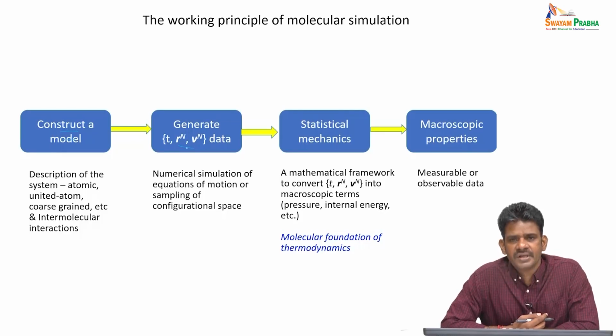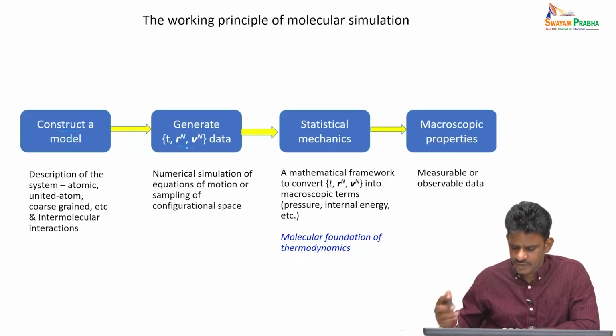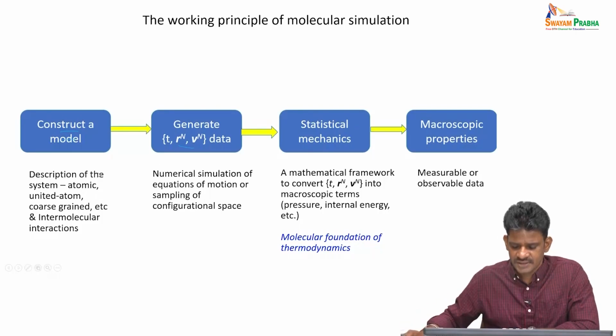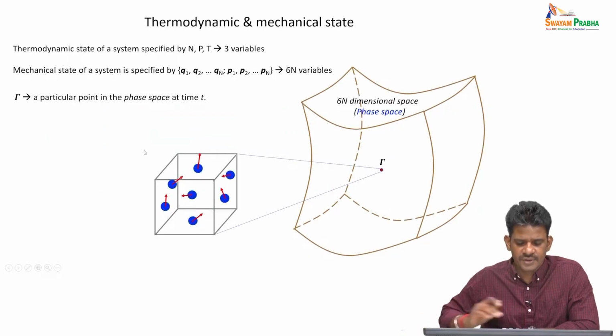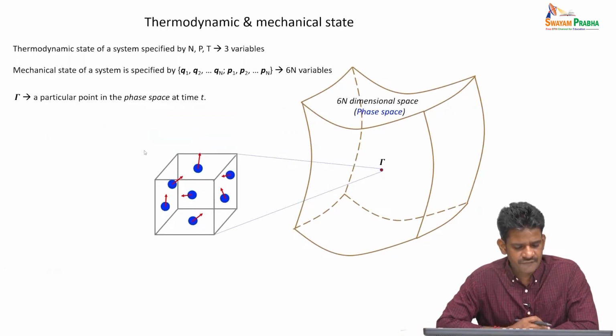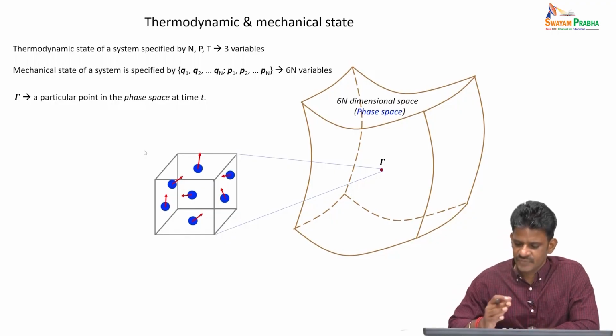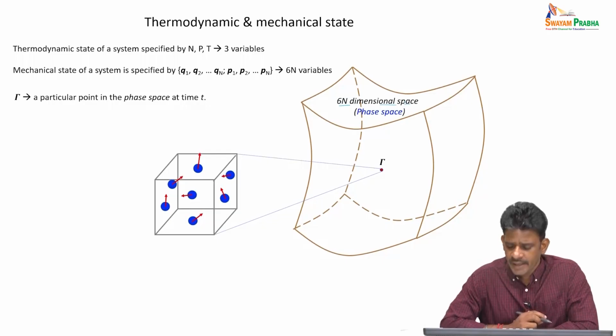So the link between the microscopic information and the macroscopic observable is given by statistical mechanics, and we looked at several ideas from statistical mechanics, starting from the definition of a phase space, which is nothing but a 6N dimensional phase space, where any point in this phase space would represent the instantaneous mechanical state of the system, including the particle positions as well as momenta.